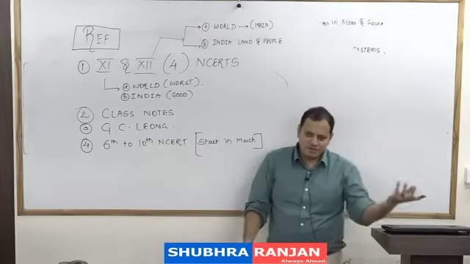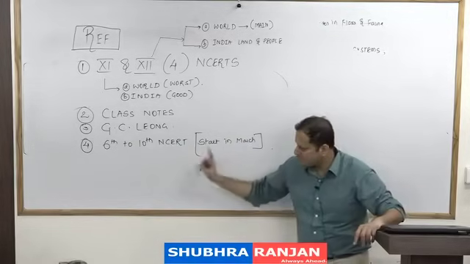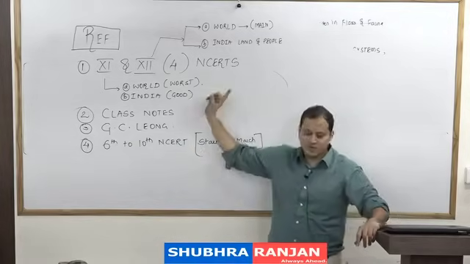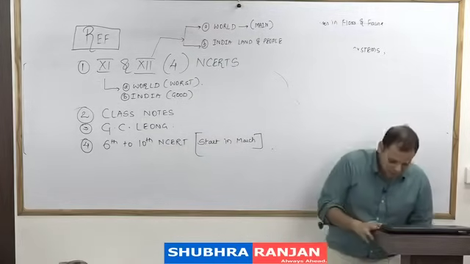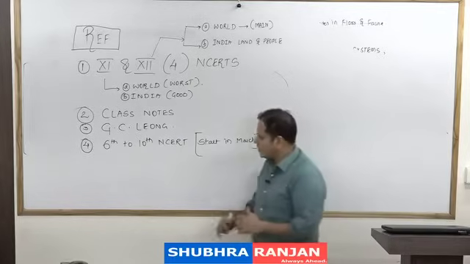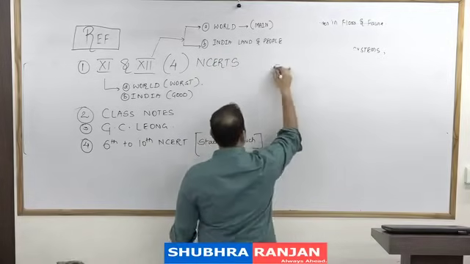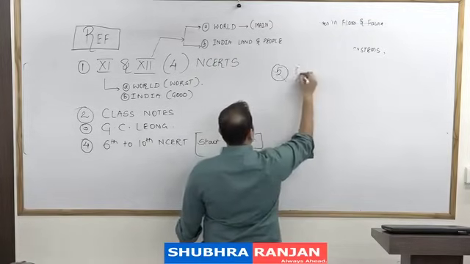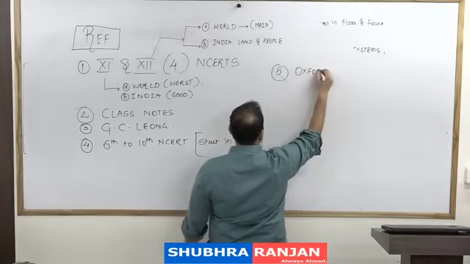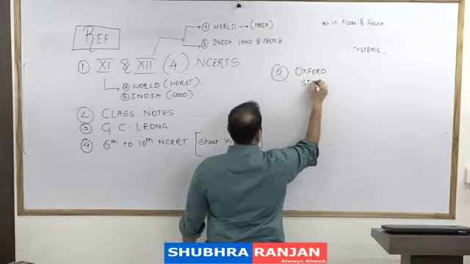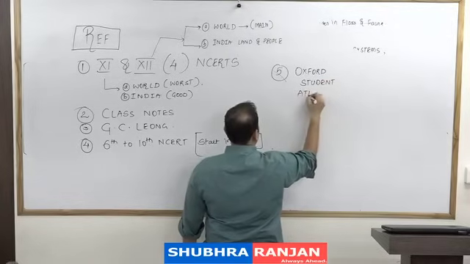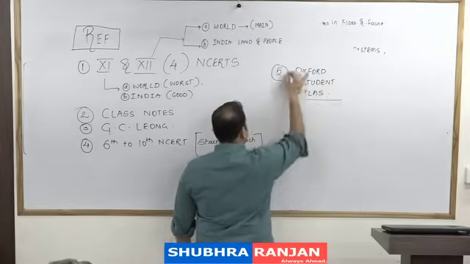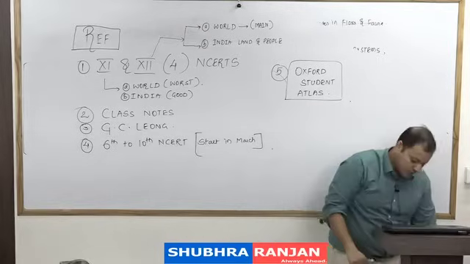Do the cost benefit analysis, this is only for factual data, and this is for the concept. So this is the last part. So those are the references and also the Oxford Student Atlas. Keep on revising the class notes on a daily basis.